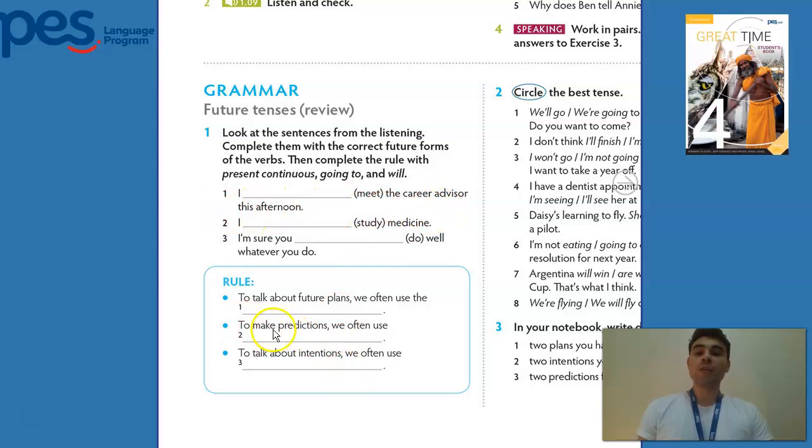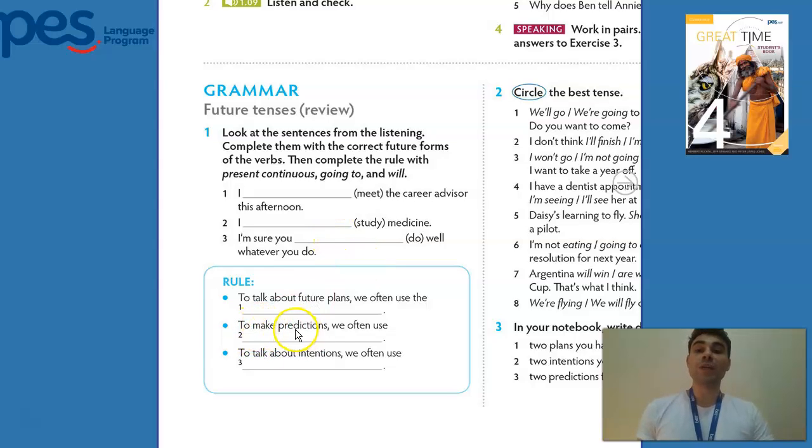But now, to make predictions, in which we have sentences 2 and 3. Which one do you think is about a prediction? For example, I am going to study medicine shows not a prediction, but an intention, right? The person wants to do that in the future. She's not just imagining that if something happens, she will study medicine. No, she's stating an intention.